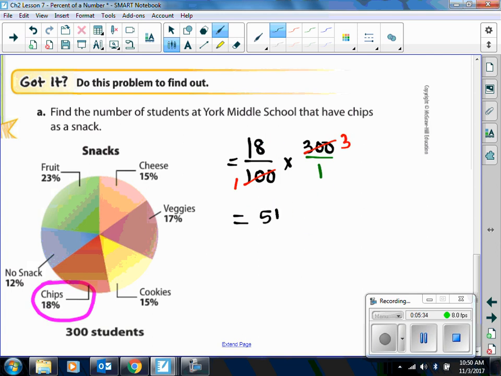54. So that's going to be 54 over 1 times 1 over 1, which is just 54. 54 what? Students. Very good. So don't forget, when you're dealing with word problems, you need to make sure that you label your answer. Okay, so here 54 students have chips as snacks.